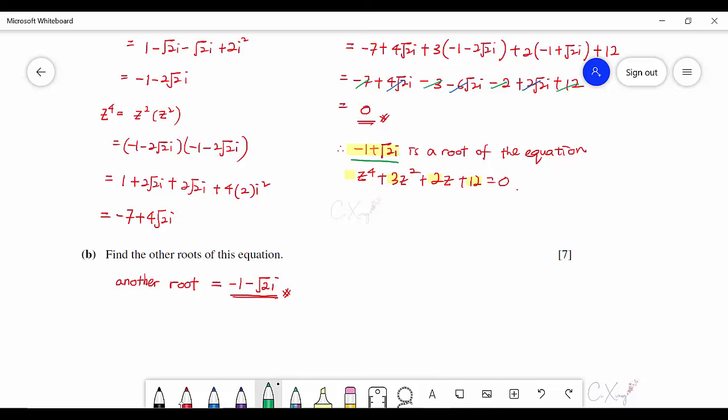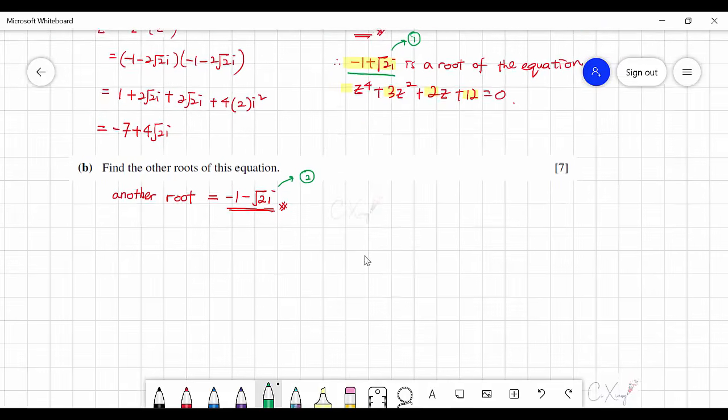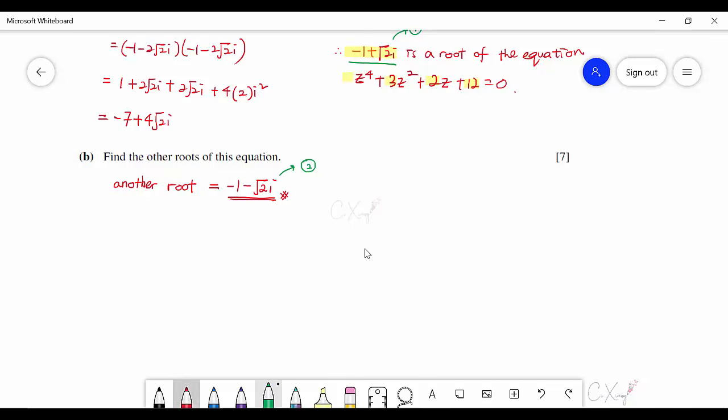So this is root number 1, and this is root number 2, and you can see that they appear in conjugate pairs because the coefficients of all the z terms in the polynomial are real numbers. Now we have two roots already, and we need to find another two roots. To find the other two roots, you need to form a quadratic factor by using these two roots. How to form a quadratic factor?